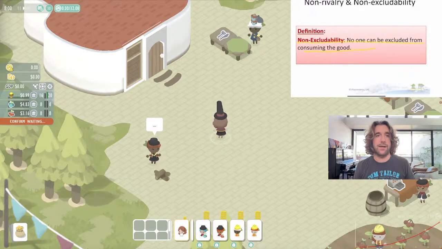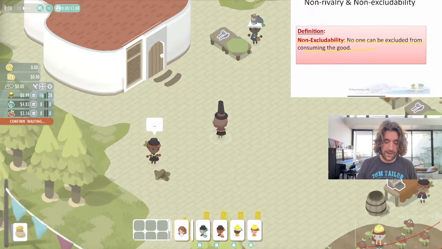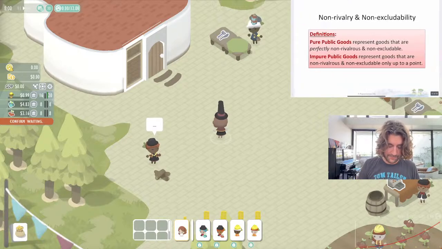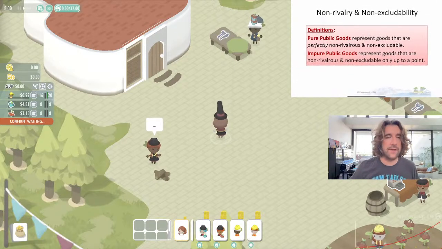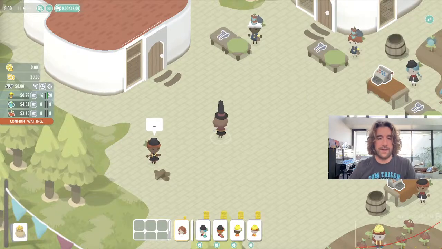A public park works in a similar way. You cannot really prevent people from entering a public park. By definition, it is open to everybody. So non-excludability. I'm going to pause this for a second and go on with the game.